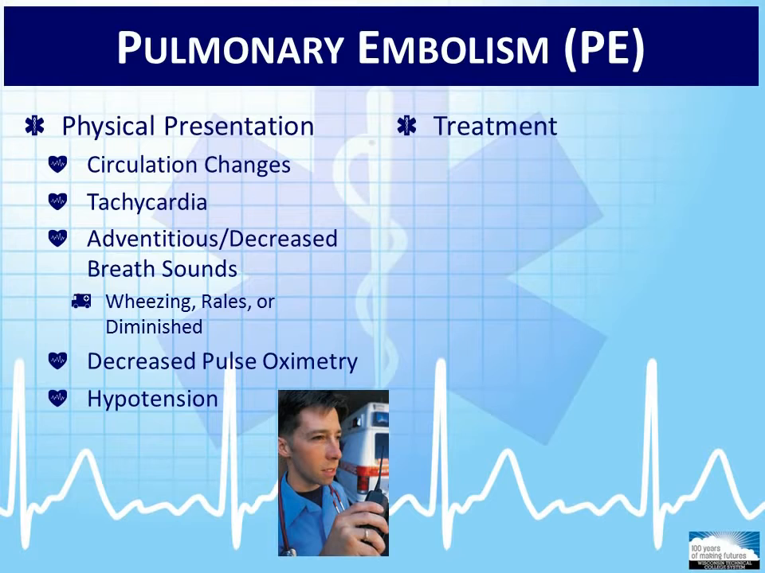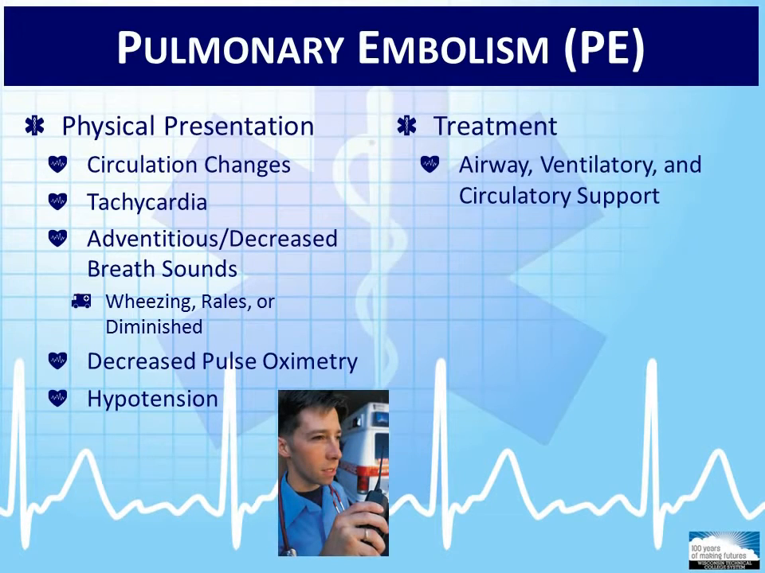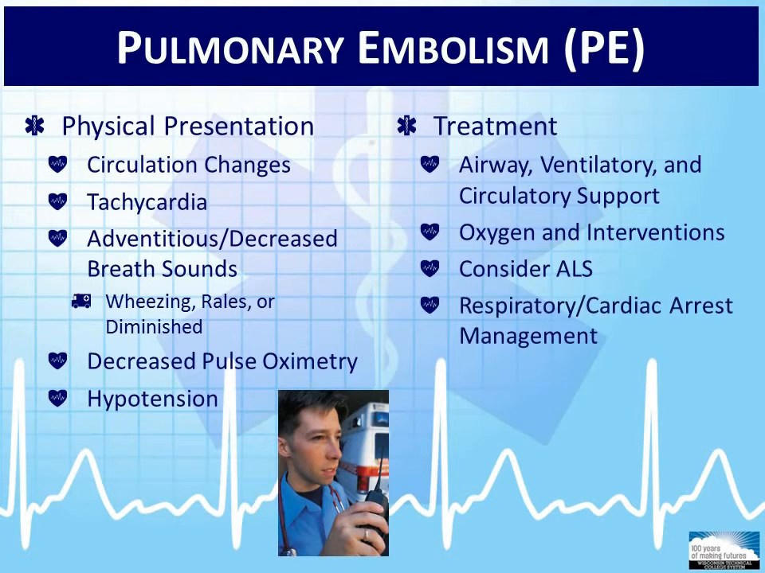Pre-hospital treatment for a suspected pulmonary embolism includes airway, ventilatory, and circulatory support. Oxygen administration, additional interventions, and ALS intercepts should be considered as dictated by your local protocols. If the patient goes into respiratory or cardiac arrest, management should follow American Heart Association standards or your local protocols. Be sure to frequently reassess the patient for any changes in his or her status.